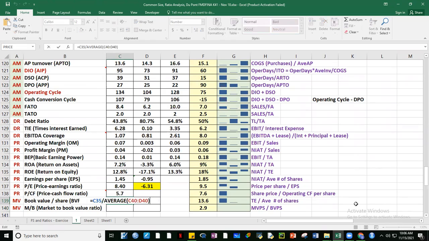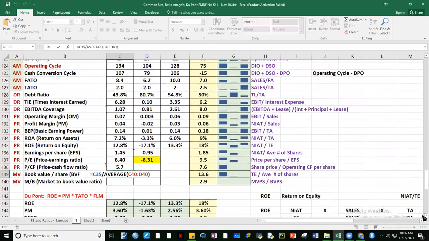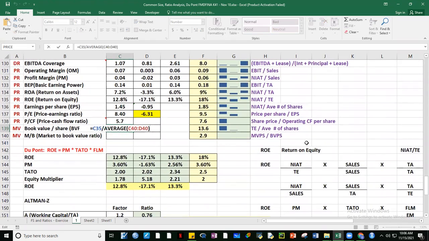Okay, so let me flash the formula. So just follow the formula, guys, no? And then the interpretation should be based on the formula itself. And when you interpret, you compare among the years, and then you compare with the direct competitor.